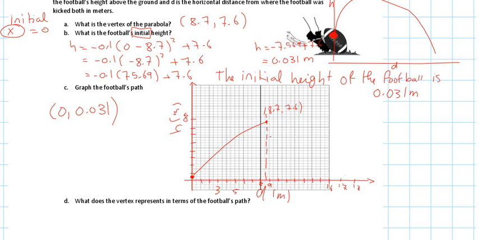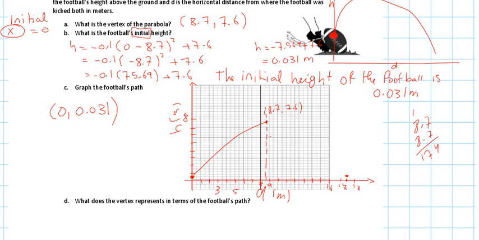So if I know that this point here is 0.031 and it's 8.7 away from the vertex, right? If I go 8.7 meters to the right, so what's 8.7 plus 8.7? So that's 17.4. If I go to 17.4, my height is going to be 0.031, and then I can graph the other half of the parabola. Okay?